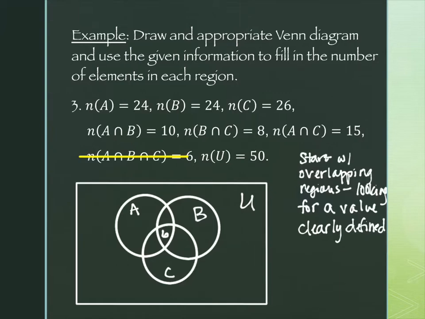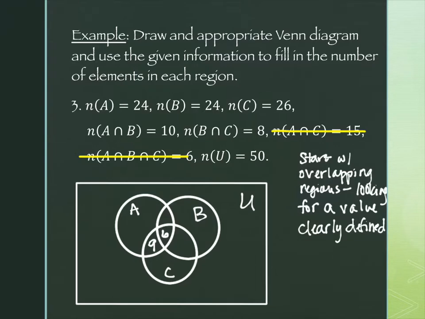So this A intersect C says it's supposed to be 15. So A intersect C is down here, right? These two pieces that are shaded in green have to add up to 15. There's already 6 in the middle. What do I need? I need a 9. So there's now a 9 over here, and I've taken care of the A intersect C.